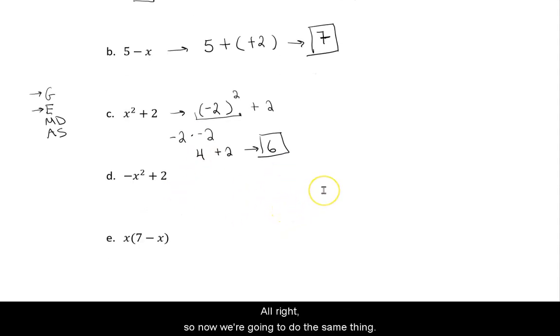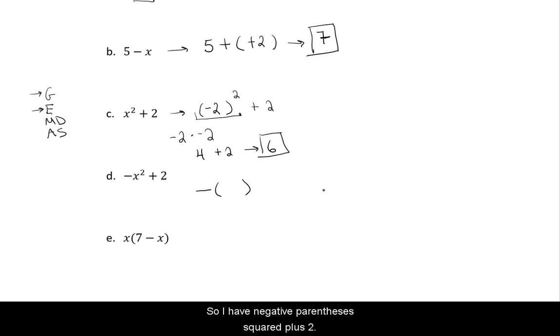All right, so now we're going to do the same thing. We're going to go ahead and pull the variable out and replace it with parentheses. So I have negative parentheses squared plus 2. Now I substitute the negative 2 in, so negative 2. Now again, order of operations, right? I don't have grouping, but I do have exponents, so I need to apply that.